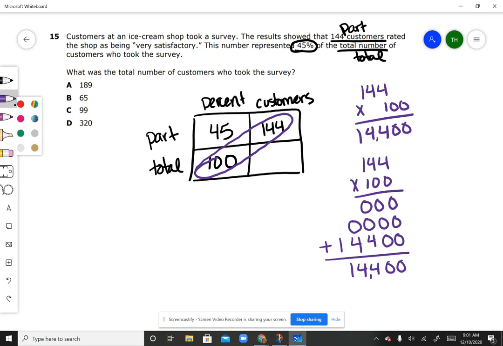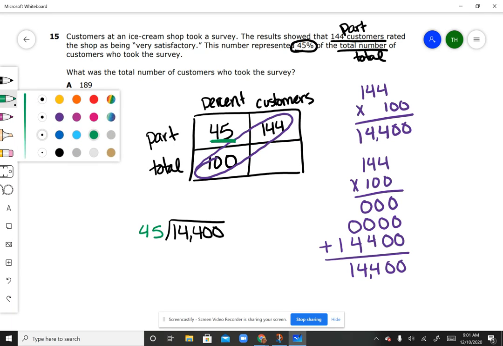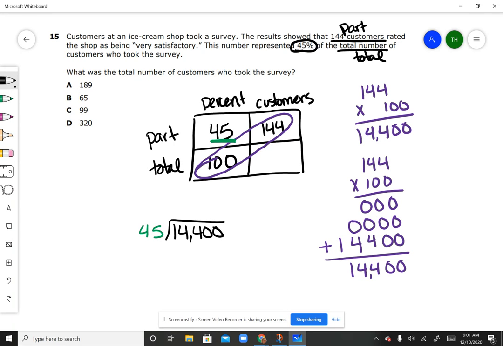Now we need to divide by our extra number, which is 45. So I have 14,400 divided by 45. Okay. 45 goes into 1 0 times. 45 goes into 14 0 times. 45 goes into 144 sometimes, but we're not sure how many times. Okay, so if you don't know that, you can either start multiplying or do repeated addition.